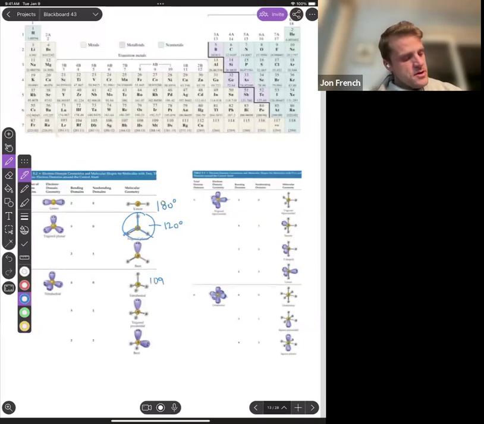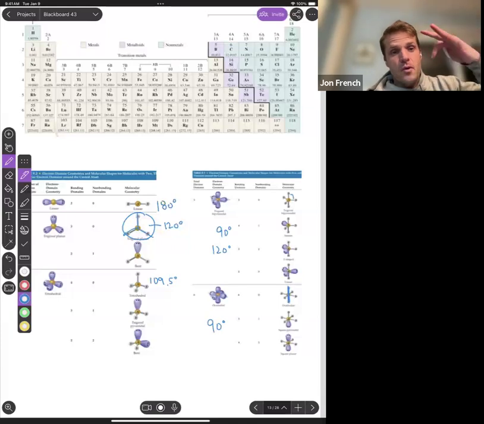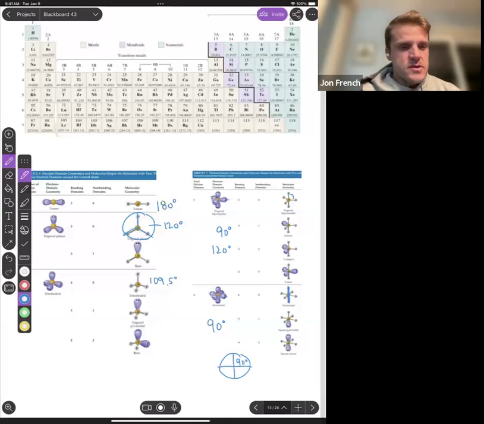Tetrahedral is a little bit tricky, 109.5 degrees. The trigonal bipyramidal also, here's the first one with two bond angles. From our axis to the equator, we're 90 degrees, and then around our equator, we're 120. And then octahedral, we're back to identical bond angles. Everything is 90 degrees. Axis to the equator is 90, and then around our equator, we've got four spots, so split that circle into four quarters, 90 degrees for each of those segments.